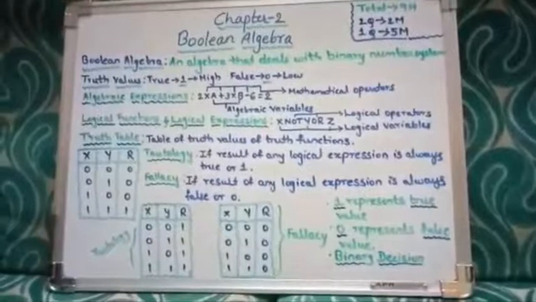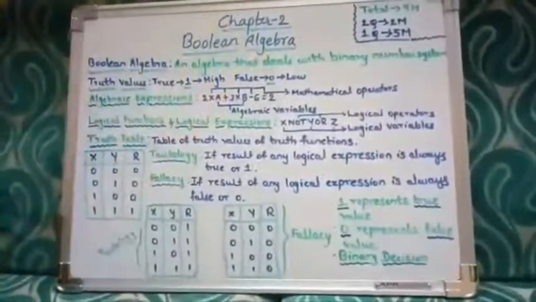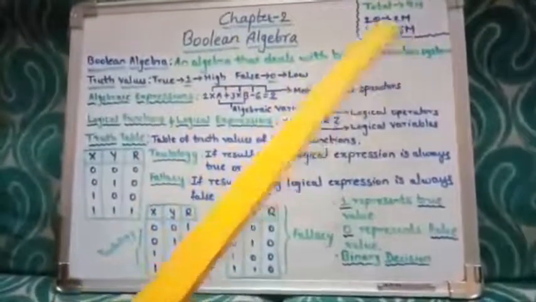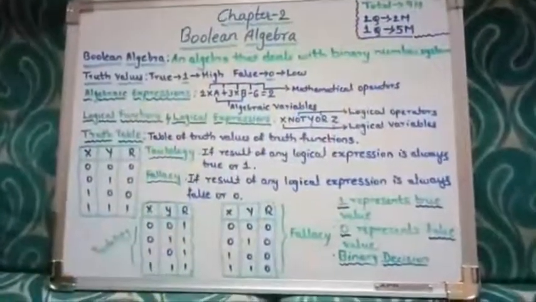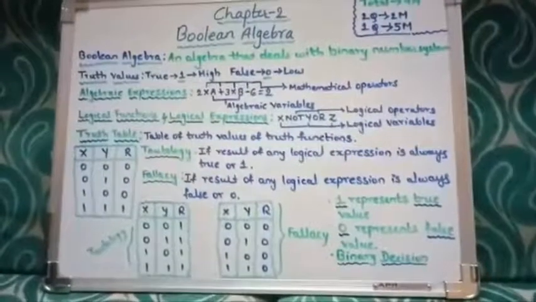Today I am going to start chapter number 2, that is Boolean algebra. This chapter has a total of 9 marks: 2 questions of 2 marks, and 1 question of 5 marks. So before starting the topic, let me tell you the definition of Boolean algebra.